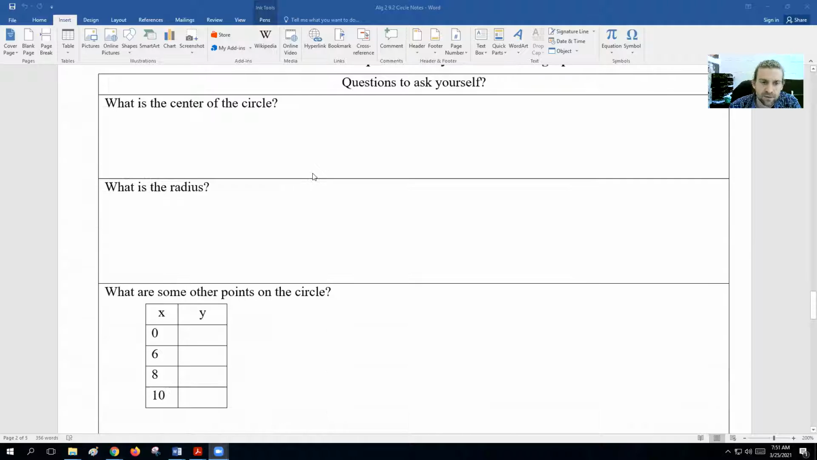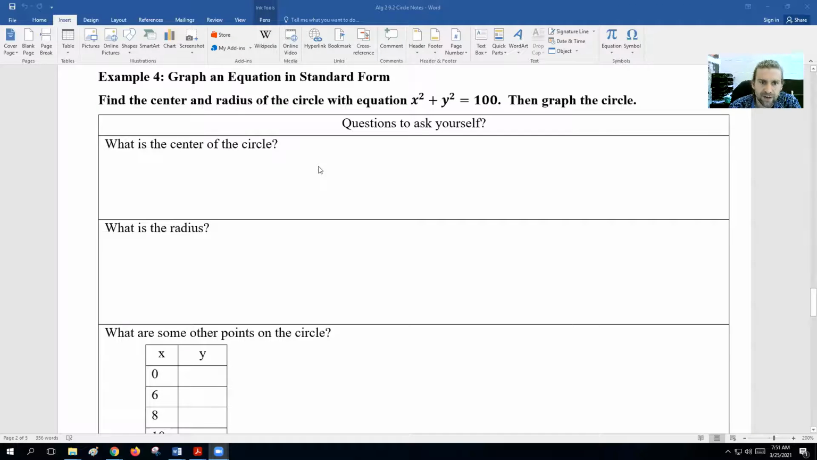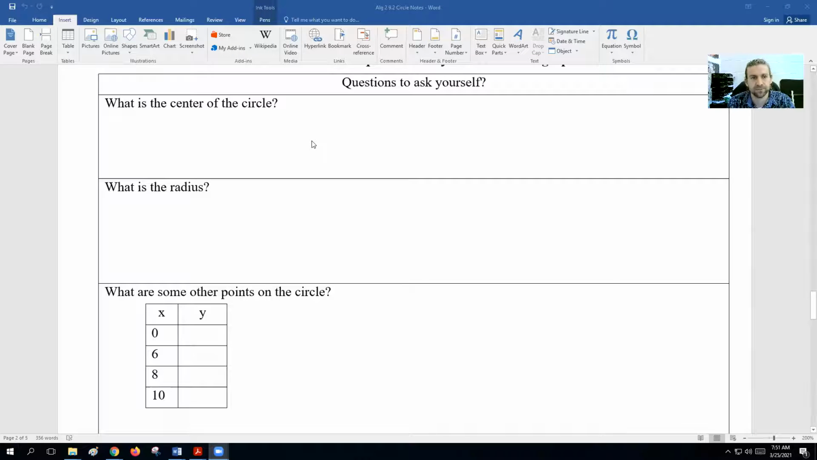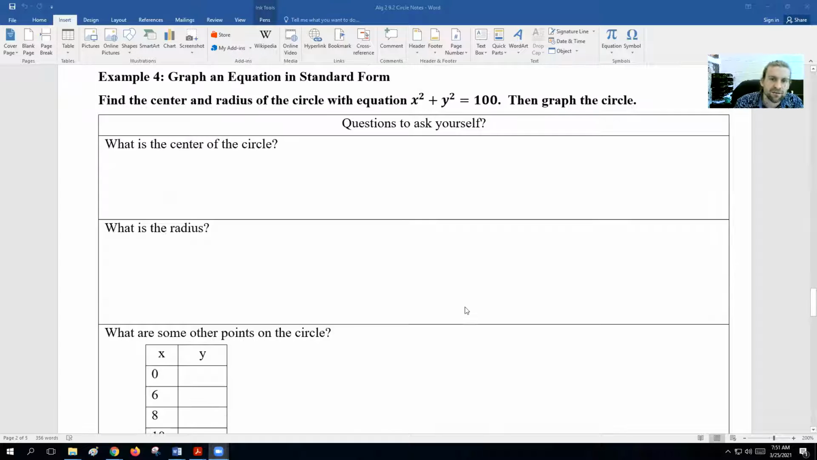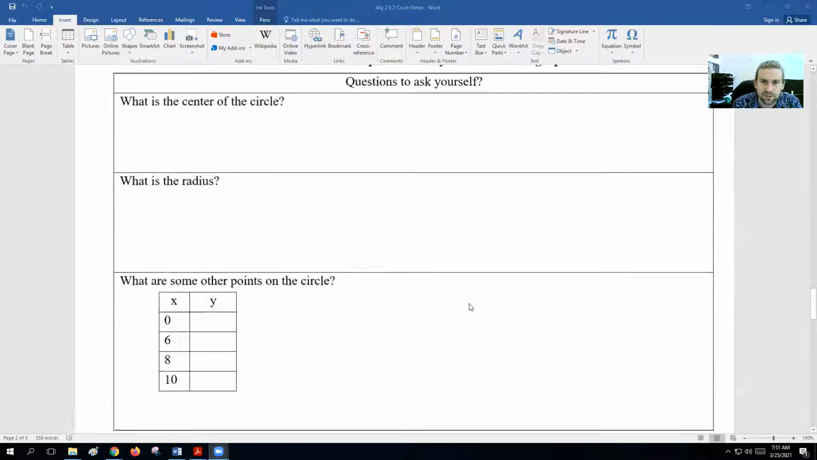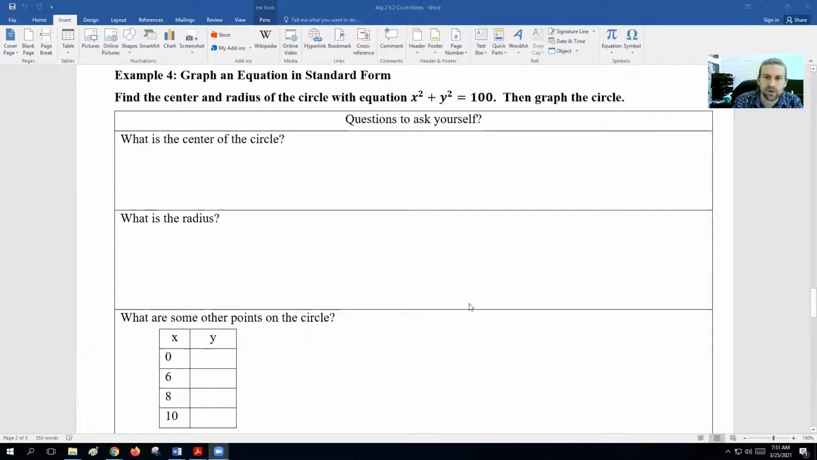All right, the other thing we want to do here is to find the center and radius of the circle given the equation, and try to graph the circle. So if we have a circle with the equation of x squared plus y squared equals 100, we first want to find the center of the circle.